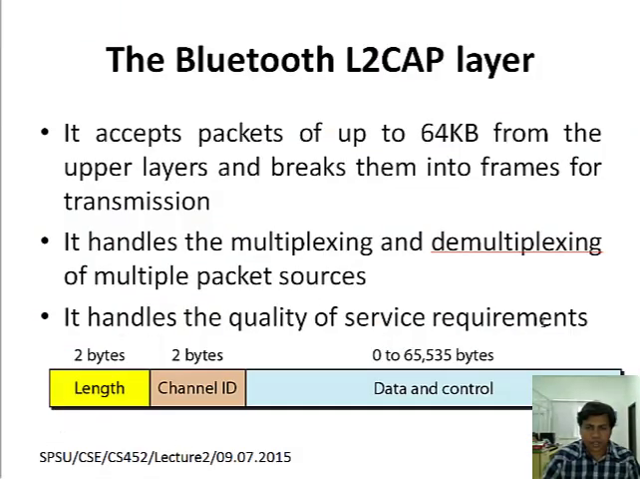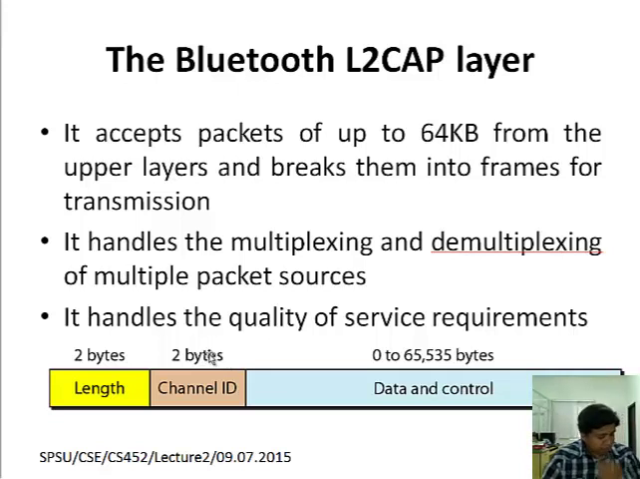Let's come back and find out. So this is basically the 16 bit length field of L2CAP, which has a length of 2 bytes. This basically defines the length of the data. Then after that we have the channel ID, which defines a unique identifier of different channels, virtual channels.